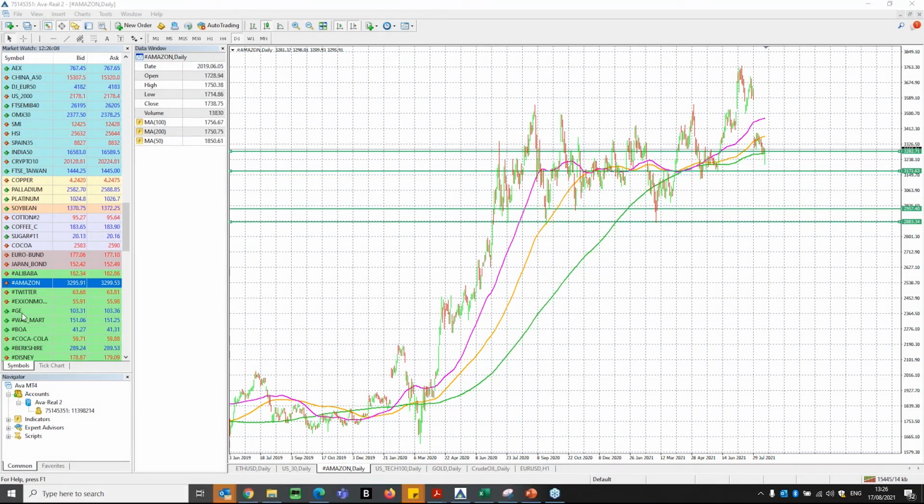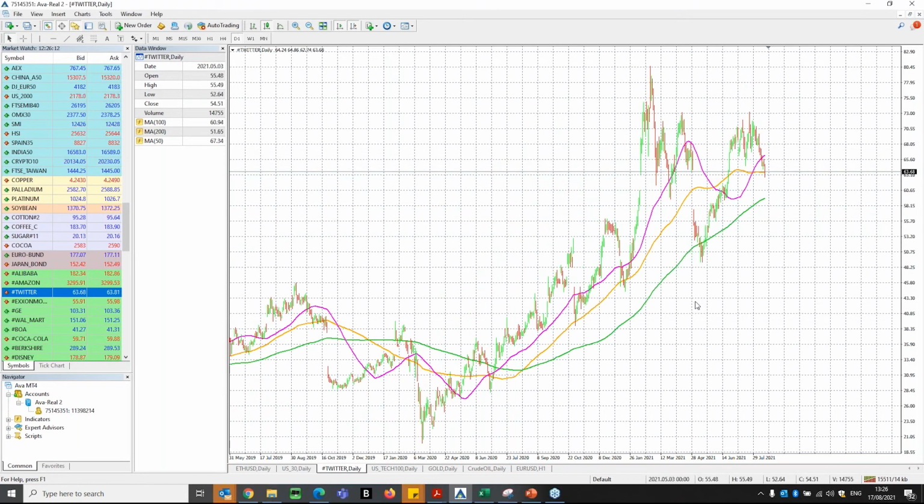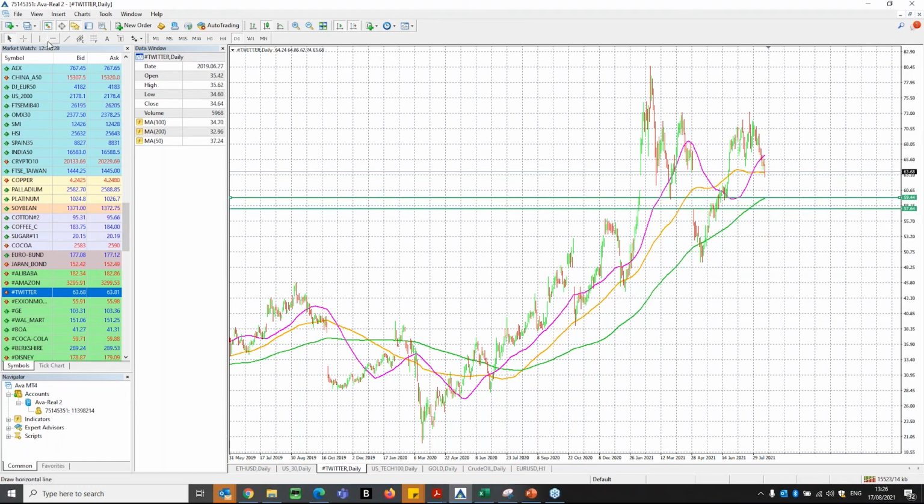Now, what about next? What about Twitter? Can we look at Twitter quickly? Twitter is again retracing from its highs, in terms of a buy opportunity. I'm going to mark my buy opportunity somewhere around over here, where the 200-day simple moving average is trading. So just right over here. And then I'm going to mark my second buy zone right over here. So that 48 to 50 is my second buy zone.